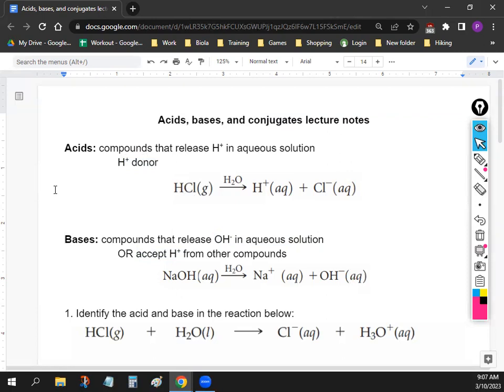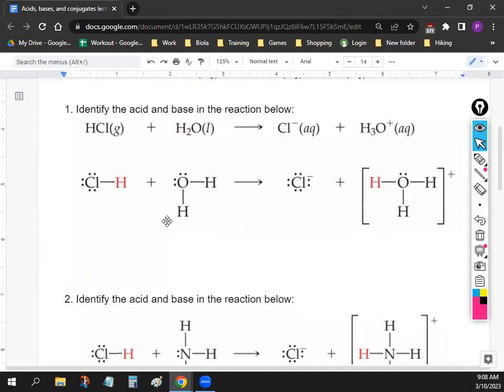All right, so we're going to look at some different types of chemical equations. I'm going to show you how you can identify the acid and the base in the equation. The thing about acids and bases is that you have to have them together. You can't just have them by themselves. Okay, they work together with a different compound. So let's take a look at number one.